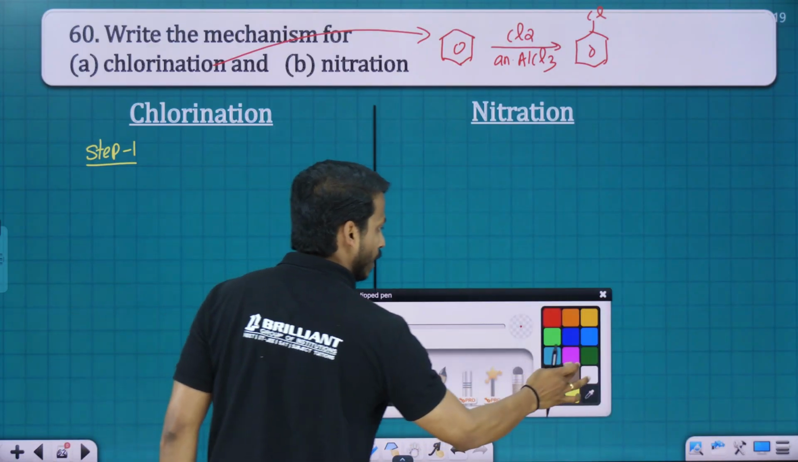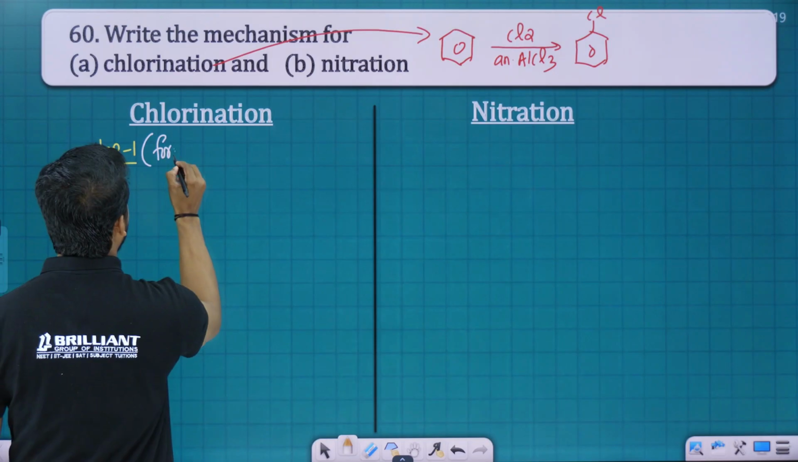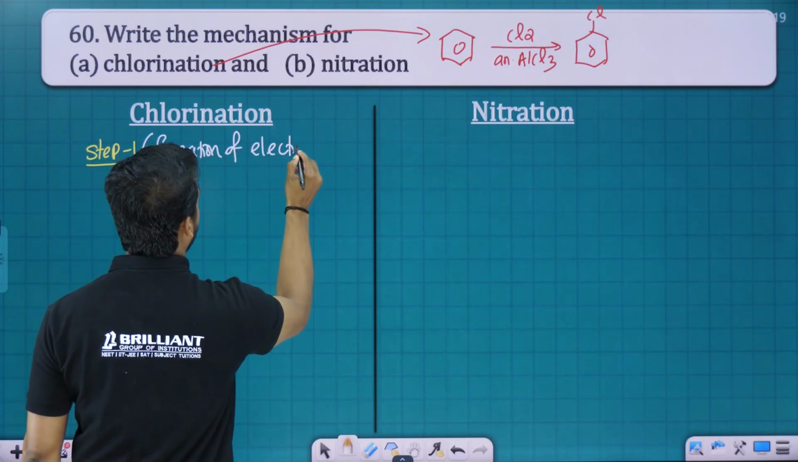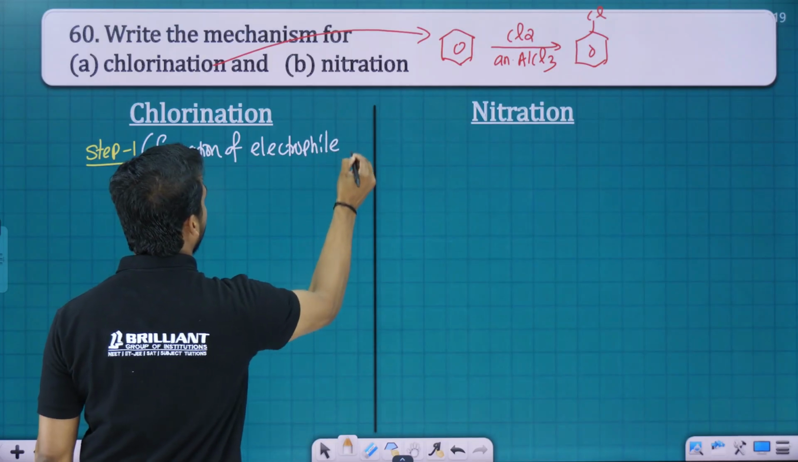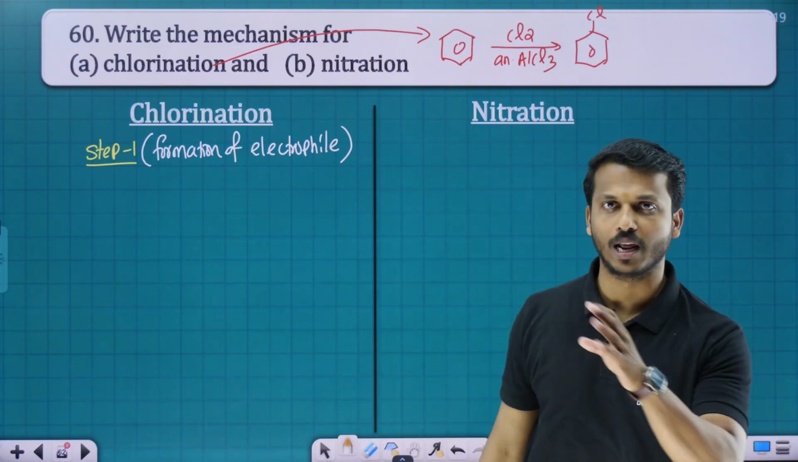Under electrophilic substitution, what is step number 1? Step number 1 is formation of electrophile. Carefully, all. Step number 1 is formation of electrophile. Ready?